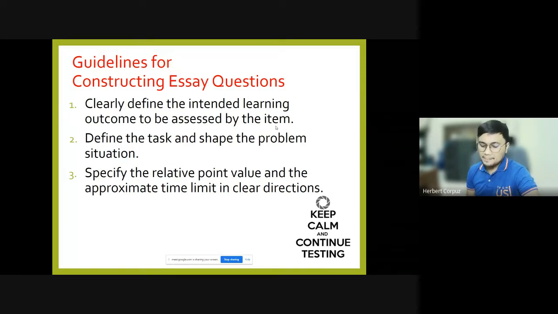But please take note that when you're going to specify the time limit for answering the essay question, then that is a restricted response. But if you're going to specify the points, it can be restricted, it can also be extended. Okay? So if it's only the point system that you changed, it can be a restricted response or an extended response. But when there is a time limit, then that would automatically be a restricted type of essay.